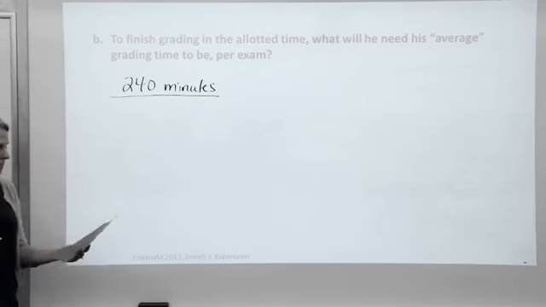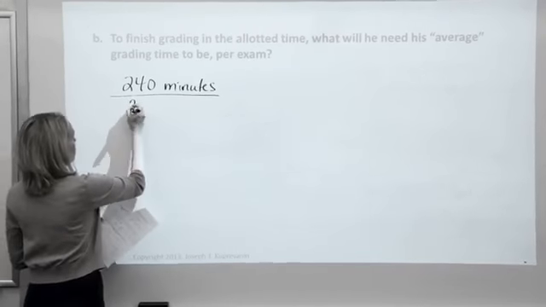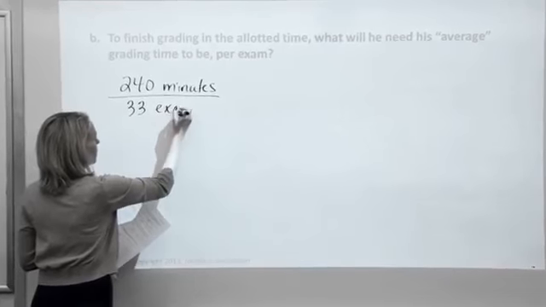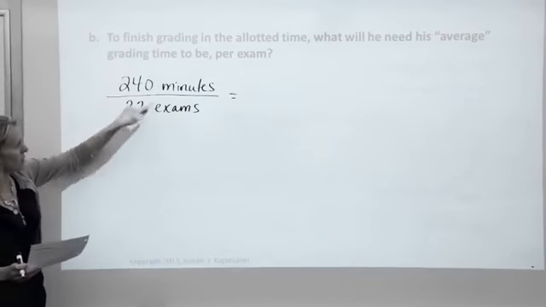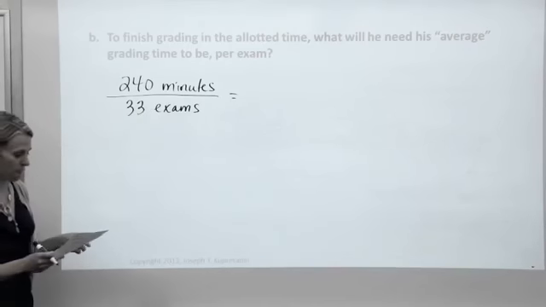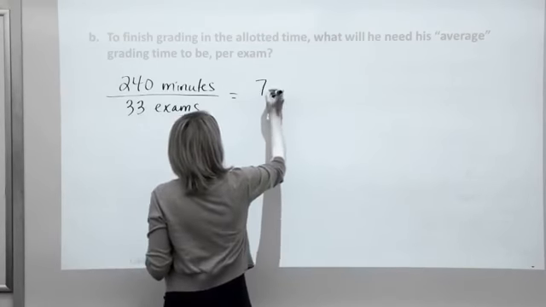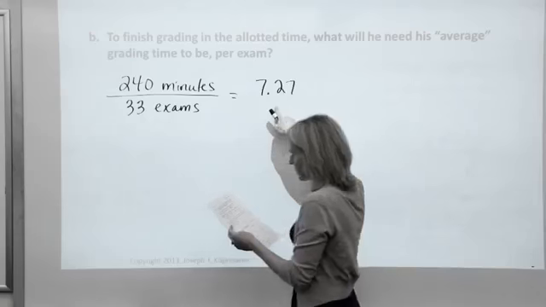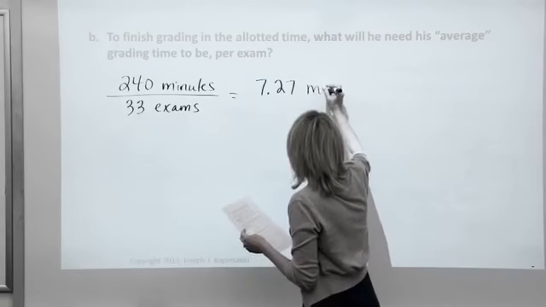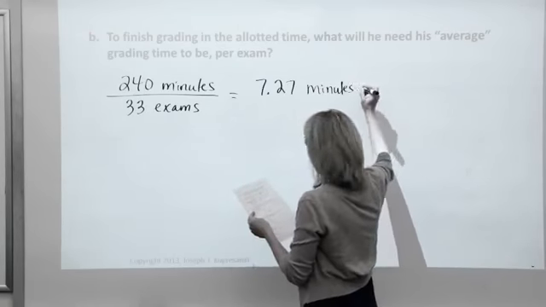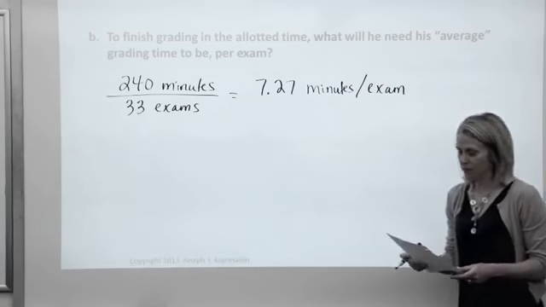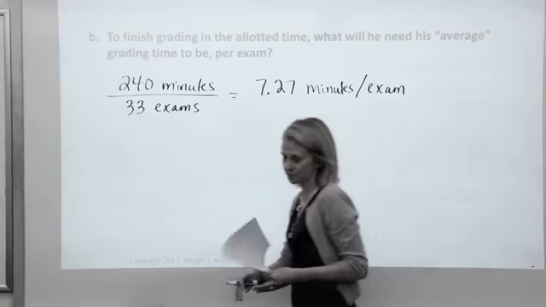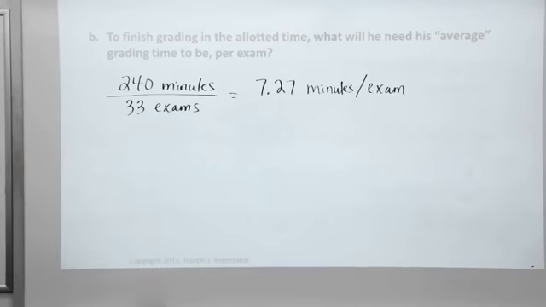So he's got 240 minutes to get this job done. And let's think about how many exams he has to grade. He has 33 exams to grade. If we divide, this will give us how many minutes he can spend per exam. So if you do this, he's got about 7.27 minutes per exam, if he'd like to get to sleep by 11 there. All right, part C.